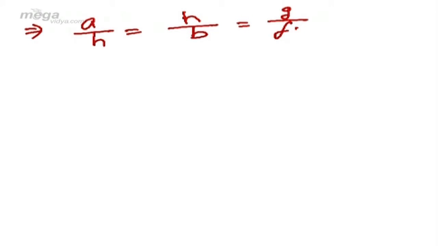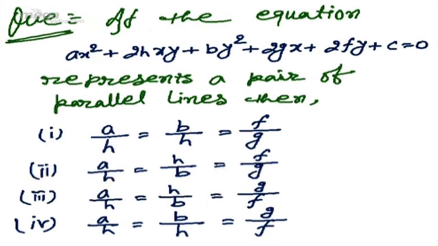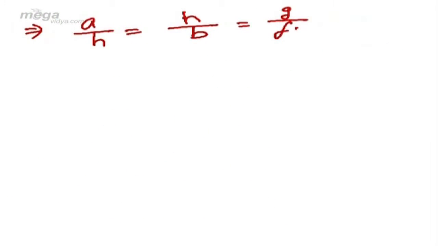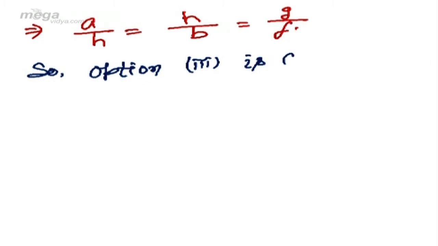So student, with the help of given options you can say that the third option is the correct option. A upon h is equal to h upon b is equal to g upon f. So option 3 is correct.